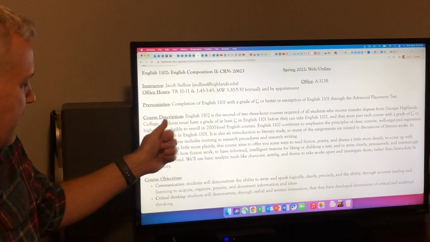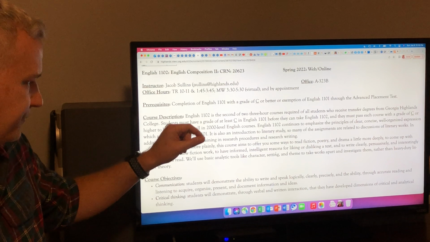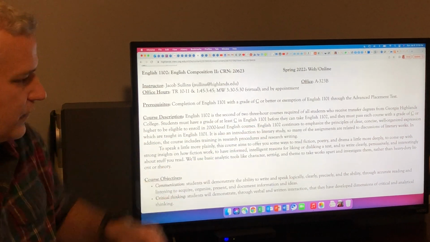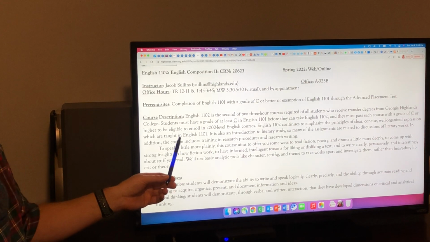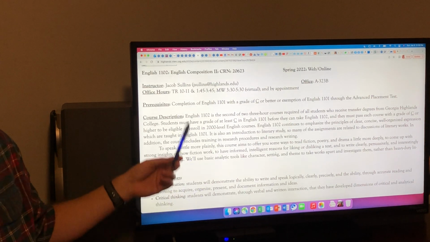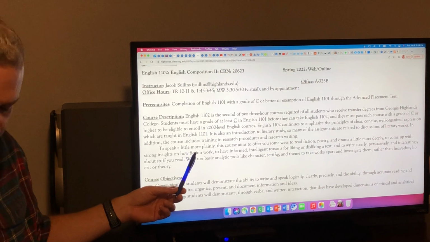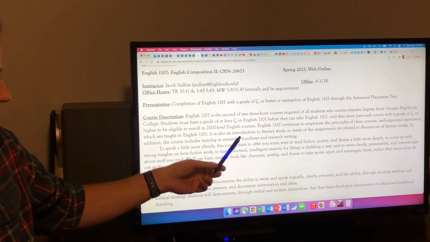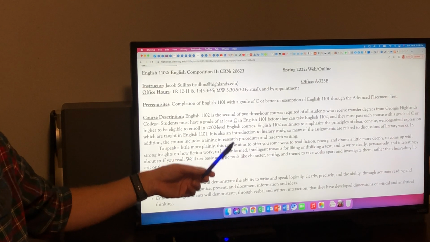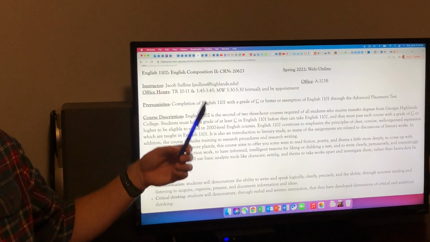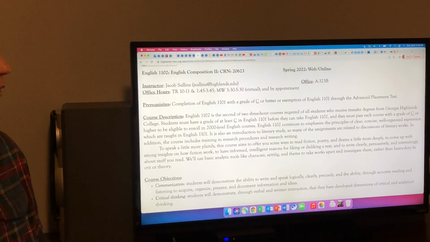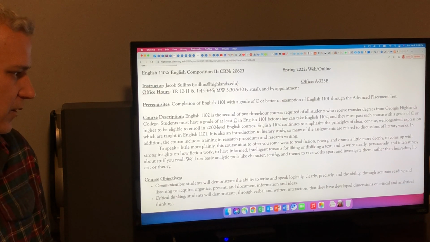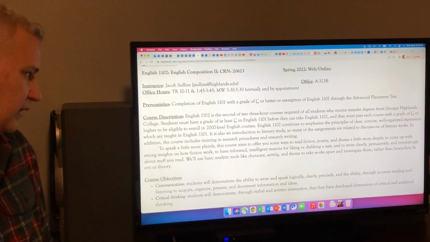The really important part of this course description paragraph has three parts to it. English 1102 continues to emphasize the principles of clear, concise, well-organized expression from English 1101. This continues to teach you good writing, same as English 1101. It sort of builds on those skills. It is an introduction to literary study, so many of the assignments are related to discussions of literary works. This is a literature grounded course, so most of the assignments are going to be you responding to and analyzing the readings that are on the syllabus.